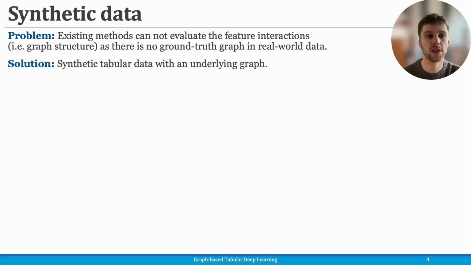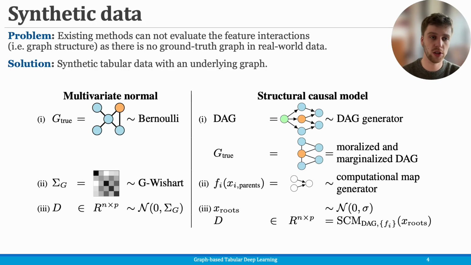So the problem with these existing methods is that they cannot evaluate the feature interactions, i.e. the graph structure, as there is no ground truth graph in real-world data. A simple solution for this is to use synthetic data with a clear underlying graph. We use two types of data generation methods.